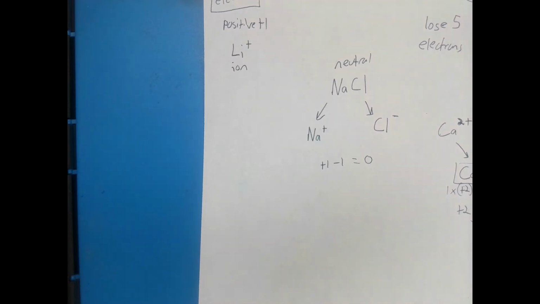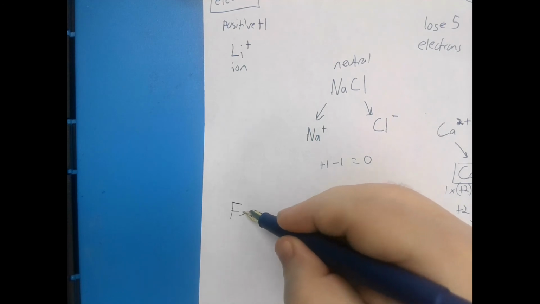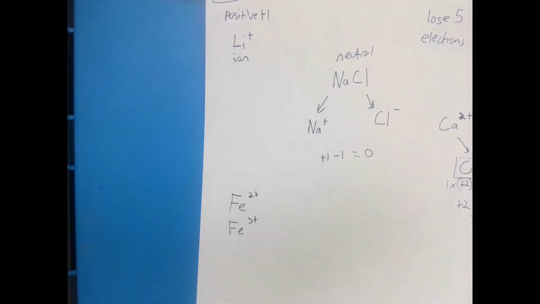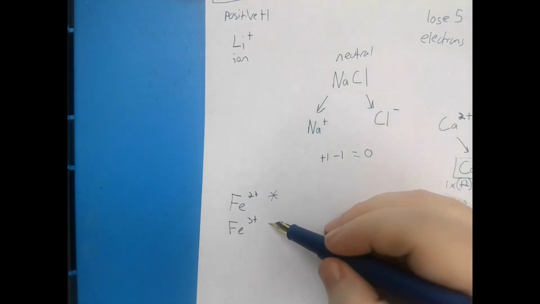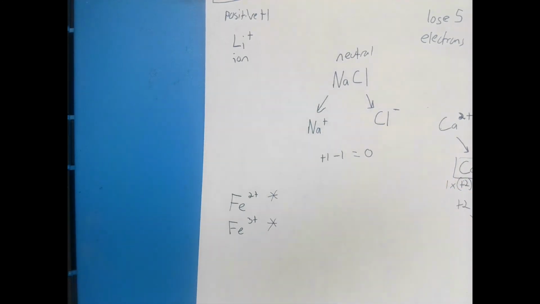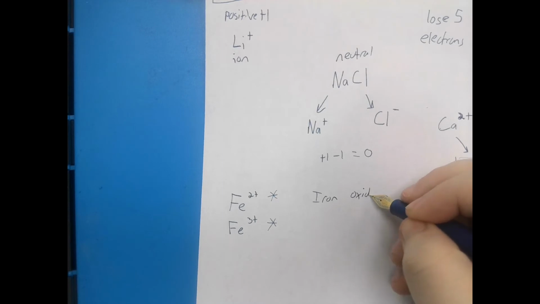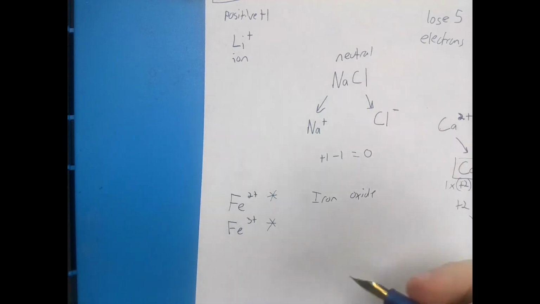Basically, for the transition metals, you have to memorize their ion states, and they often don't have one. For example, iron. Iron can either be 2+ or 3+. Just randomly. These are the 2 types of iron ions. So iron oxide is wrong. You know what iron oxide is, right? Rust?